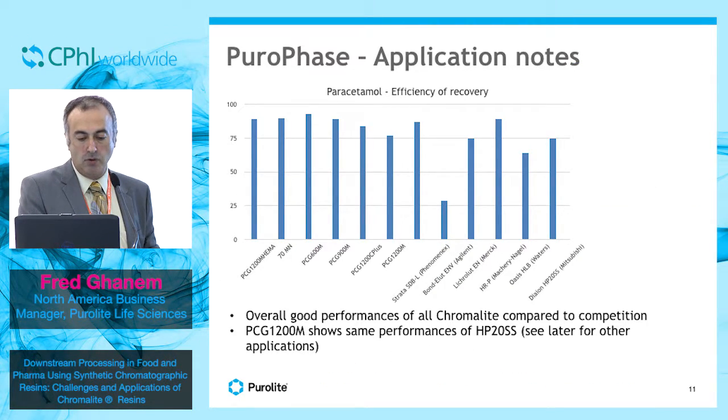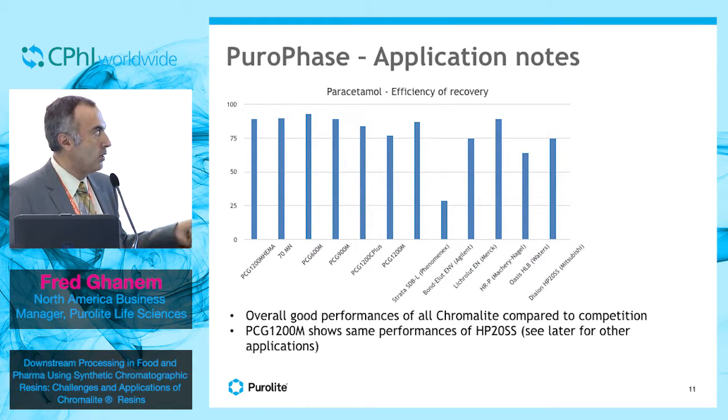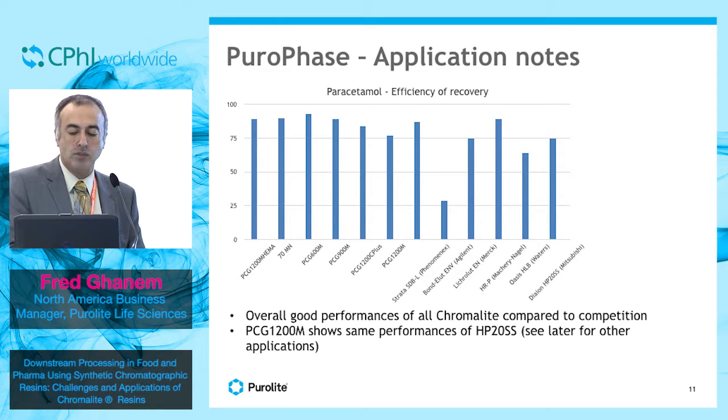So in the Purophase, we did some SPE quick testing, and we tested paracetamol yield, and you can see that we evaluated all the blue ones are the Purolite products, and all the green ones are the competitor products that were evaluated. So in this case scenario, you can see the PCG 600M giving you the highest yield between all of them.